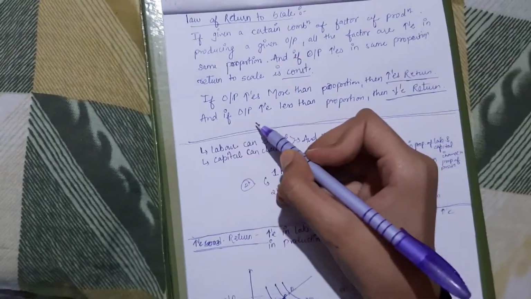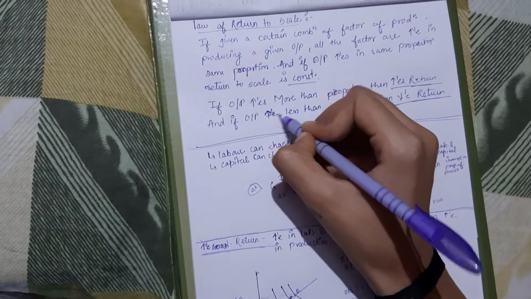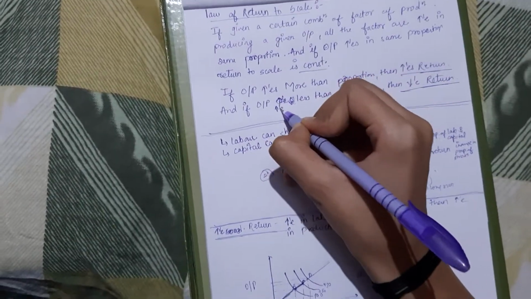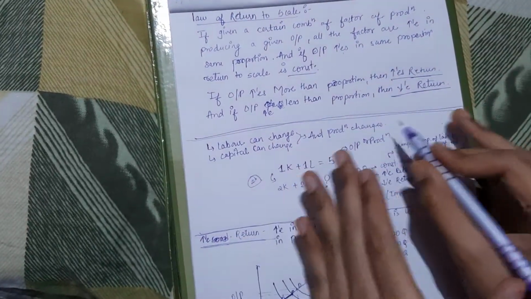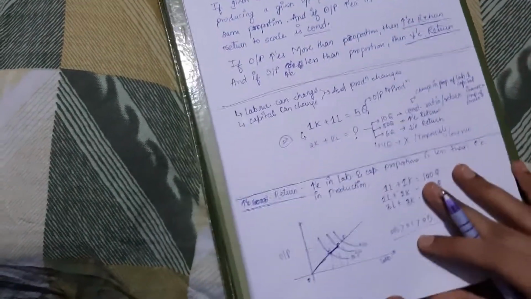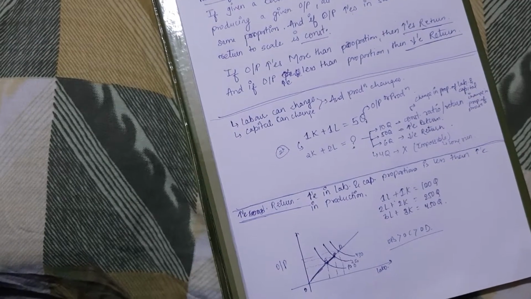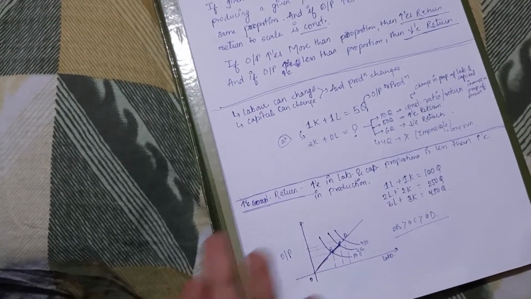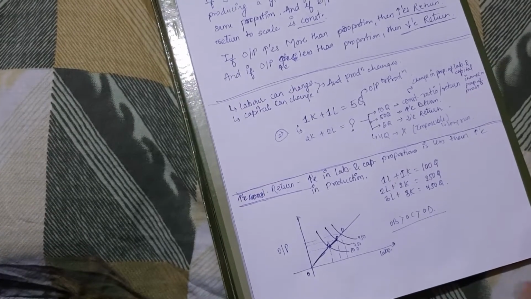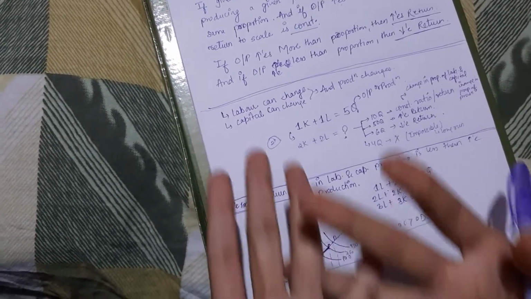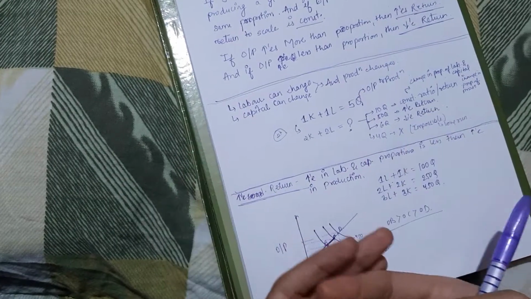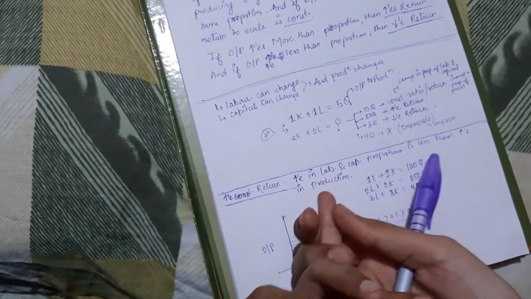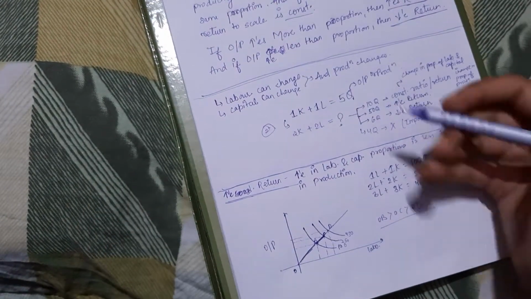And if output increases less than proportionally, then it is decreasing return. As in the law of return to scale, our production scale may change, our techniques may also change. So the following changes also occur: change in labor, change in capital, and it also changes the production.